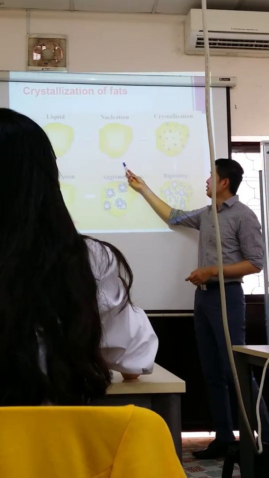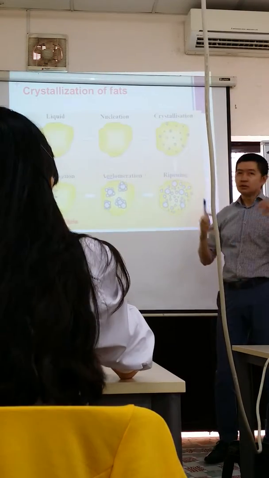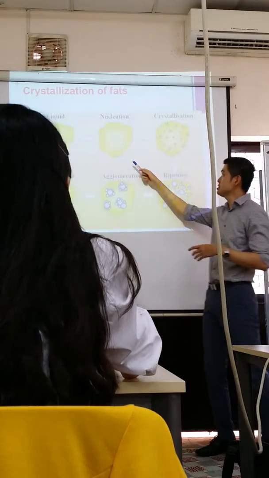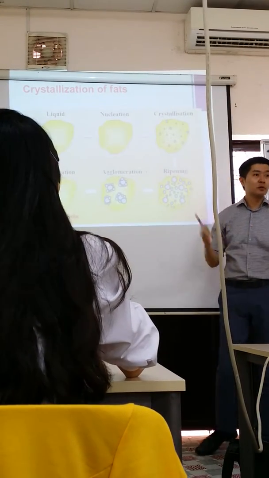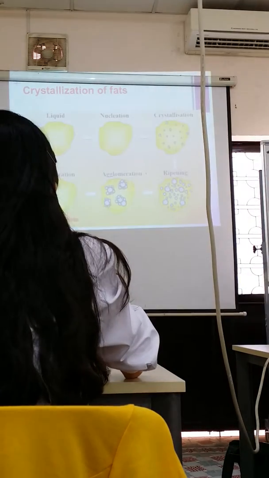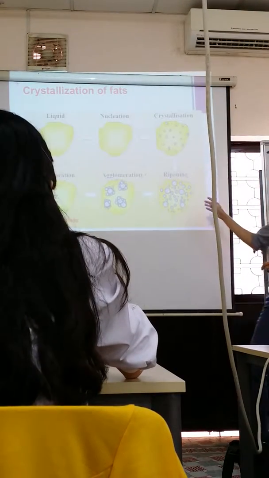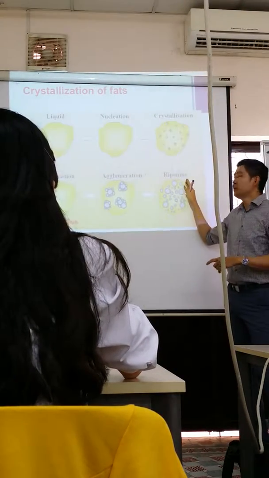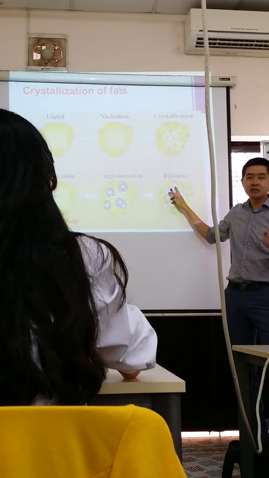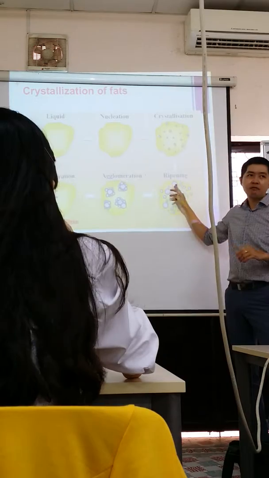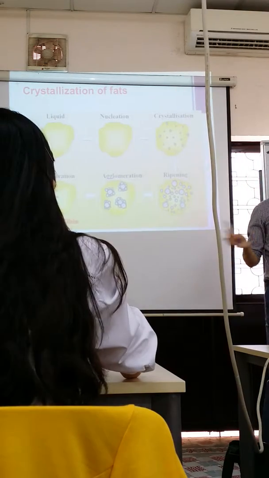Then after nucleation, they will start to grow. Once this one is successful, this is very fast. They will grow and grow into a big size, and then you will reach the ripening stage. When I say ripening, it means no more growth of fat crystal. Liquid and fat crystal all stabilize.